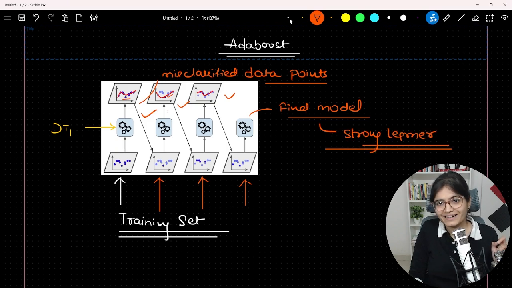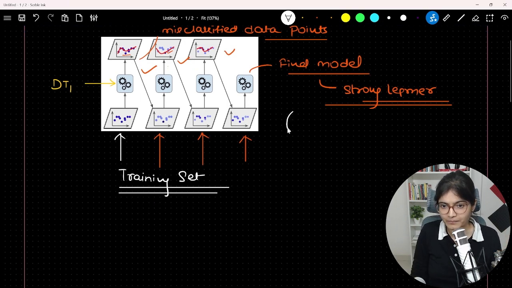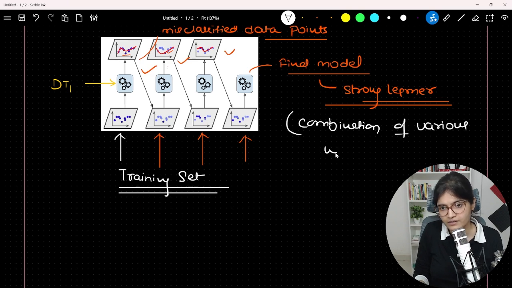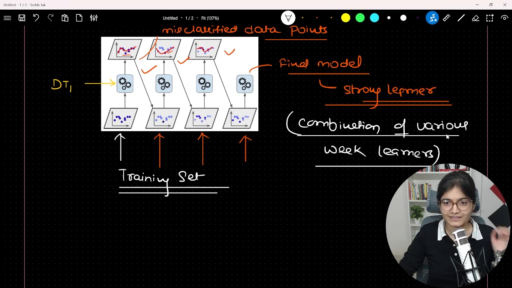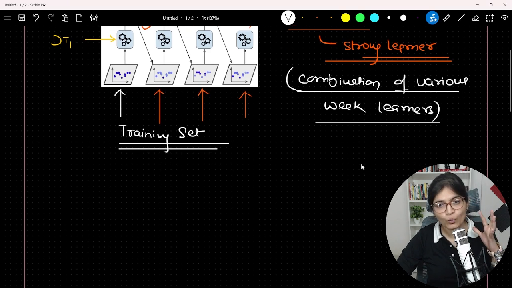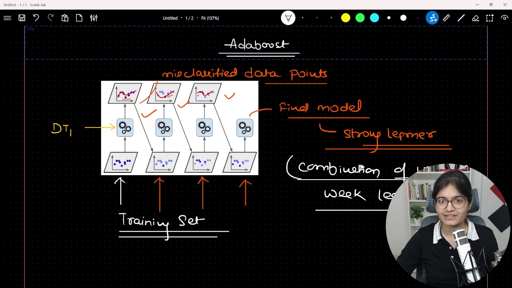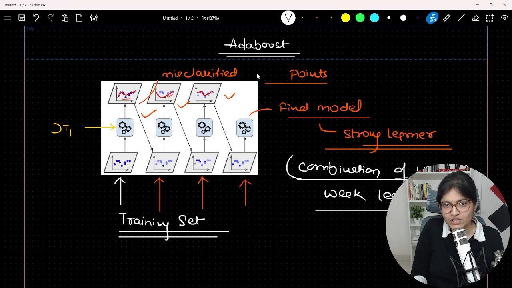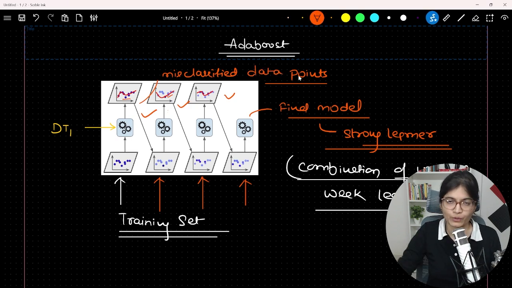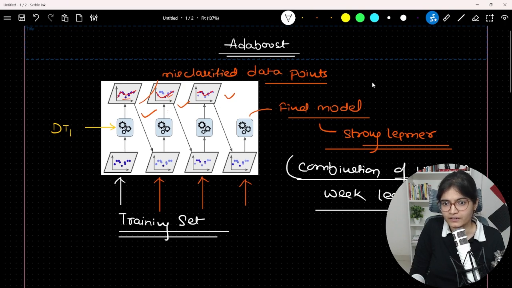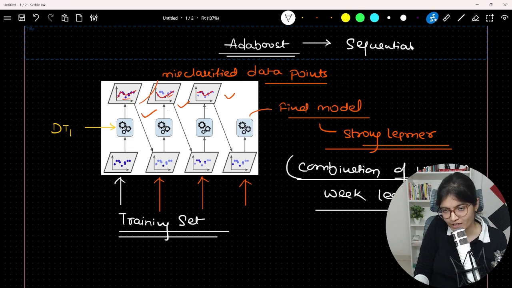This strong learner is nothing but a combination of various weak learners working internally on the given set of data points. This is really important to understand. I hope it makes sense to everyone. That is why we call it sequential learning. The core idea of this boosting technique is sequential learning.